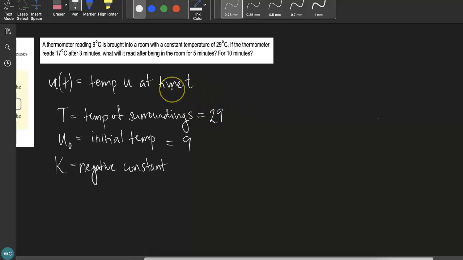And if we know that the thermometer reads 17 degrees after 3 minutes, we can write that as U of 3 equals 17. So at time lowercase t, we have U, the temperature, is 17. Notice that we still don't have this negative constant. So what we're now going to do is go back to that formula, place all of these values that we do know into the formula, and we're going to solve for K.